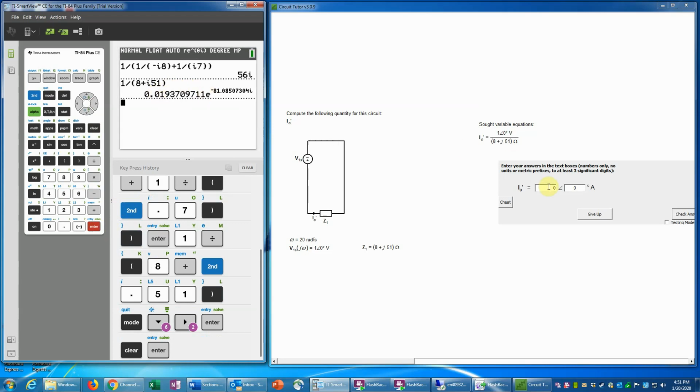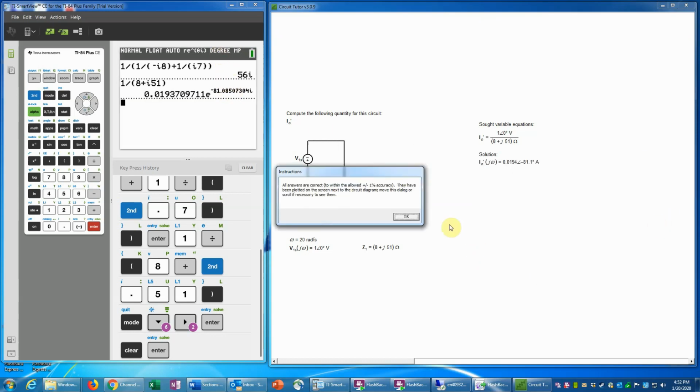Okay, so now I'll enter that into my form here. So I have 0.01937. And then the phase angle there will be negative 81.09 degrees. And notice that I am in degree mode here, so that did show in degree mode. And we'll check that answer. And that is correct.